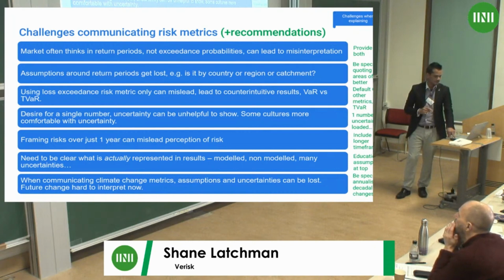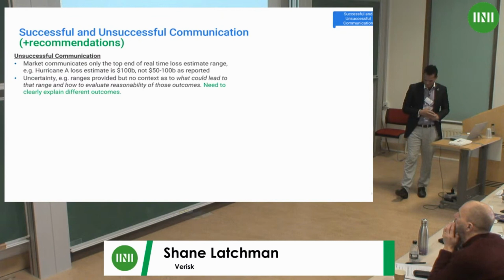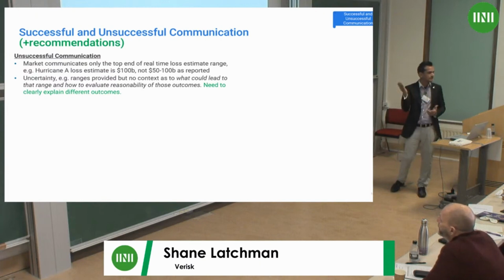And then the last thing I want to talk about was some unsuccessful communication examples. I think we heard a lot about pretty good, successful things. It's always nice to have anecdotes to remember things that are maybe not so successful, and also to talk about some successful ones. The first one is a really common one. An event is happening, there's a hurricane, and you want to know what the loss is going to be. And you say, well, the loss is 50 to 100 billion. But in the end, when you go back to the market and ask, so what was our loss estimate? They say 100 billion. They never say 50 to 100 billion, they always take the higher estimate of the range. Very, very common. That's an example of unsuccessful communication.